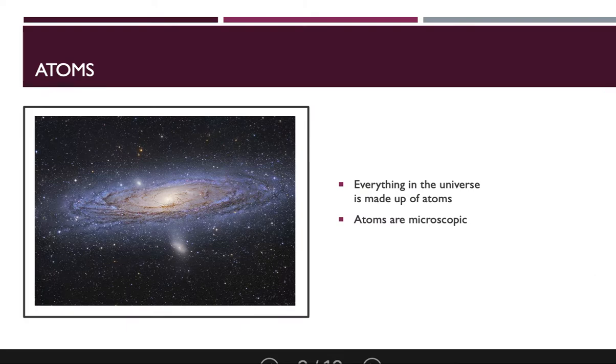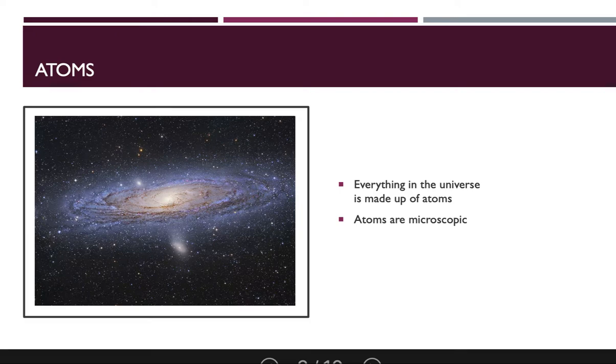Starting, we have atoms. They're the base of electricity, so to dig deep, we have to understand how atoms work first. Everything in the universe is made up of atoms, a house, a piece of homework, and even yourself. So they're considered to be the building blocks of everything.